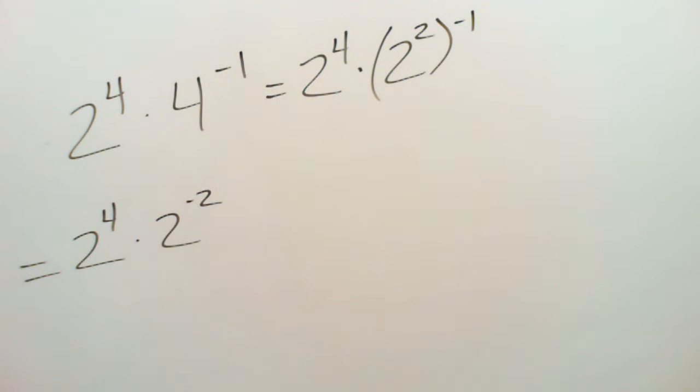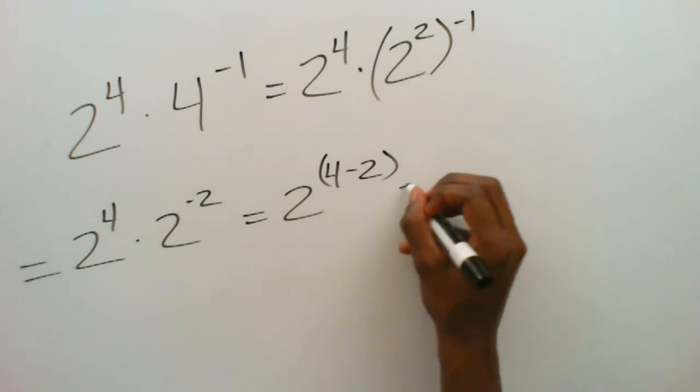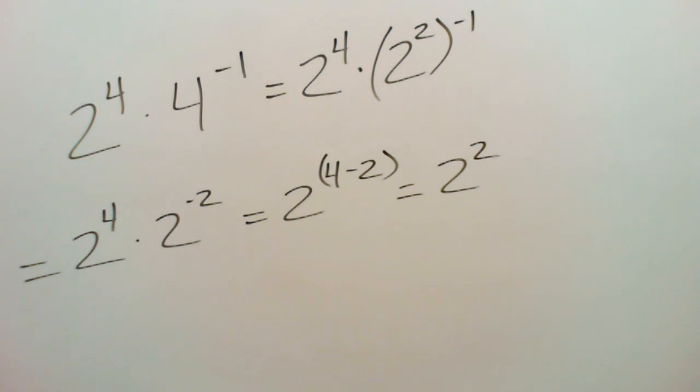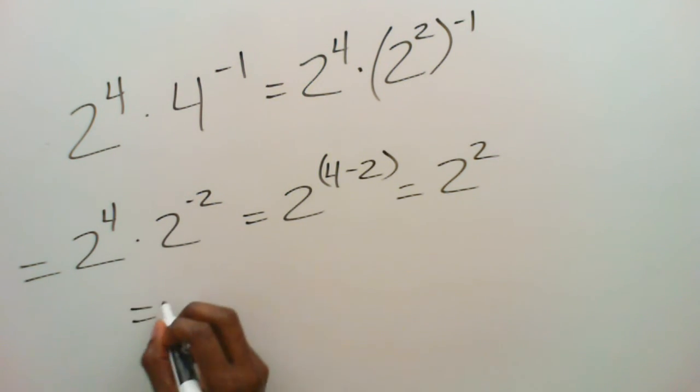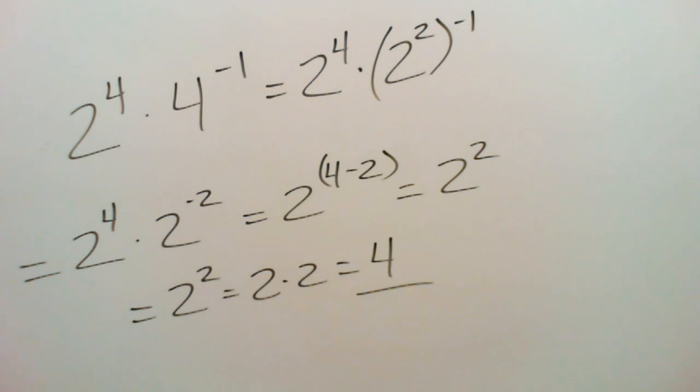Now we can apply the product rule because we are multiplying two exponential expressions with the same base. We will keep the base and add the exponents, like this. After applying the product rule, we need to raise the base 2 to the second power. Doing so, we get 4 as the answer.